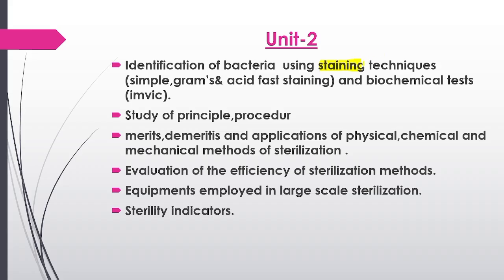What are the staining techniques mostly used? They are techniques mostly involving stains or different types of dyes. By using different types of dyes we can easily identify the bacteria. So how many types of bacteria are there? Simple bacteria, gram positive bacteria, gram negative bacteria, and acid fast bacteria. These are the different types of staining techniques. These staining techniques are also called biochemical tests.